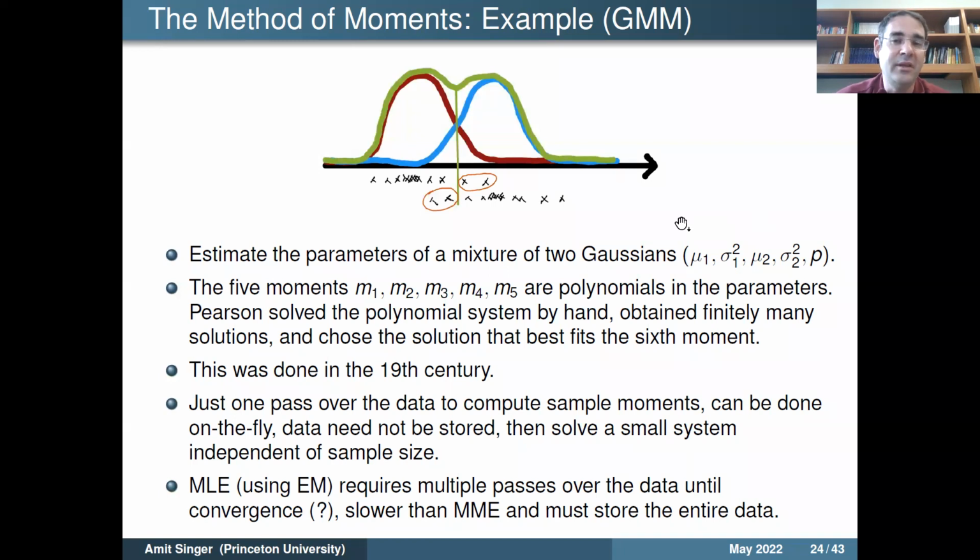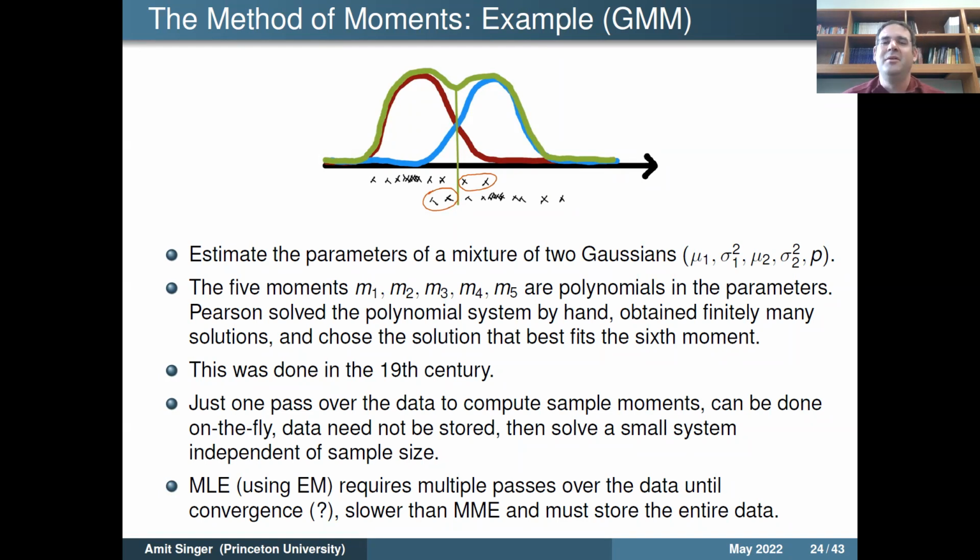you're guaranteed consistency. And the way that Pearson did it, he said, let's start by computing the moments of the data: the mean, the second order moment, the third order moment, fourth order moment, fifth order moment. Why 5? Because we have just 5 parameters to estimate. Then he solved the associated polynomial equation, but there was no unique solution, so you obtain finitely many solutions. Then you chose the one that best fits the 6th moment. So this was already done in the 19th century without computers.